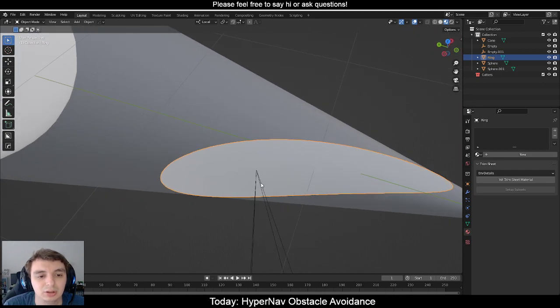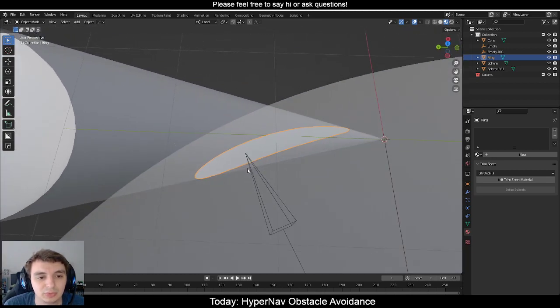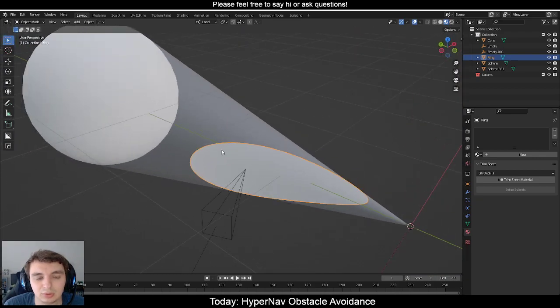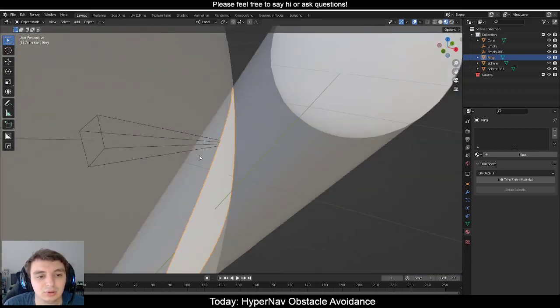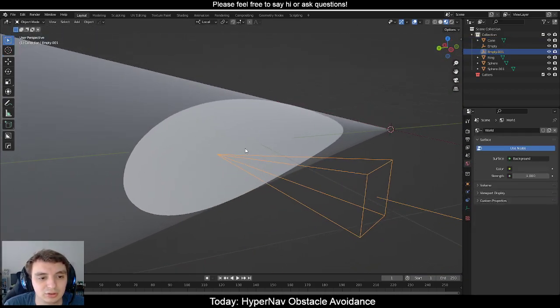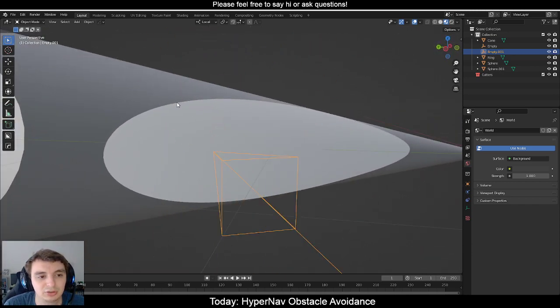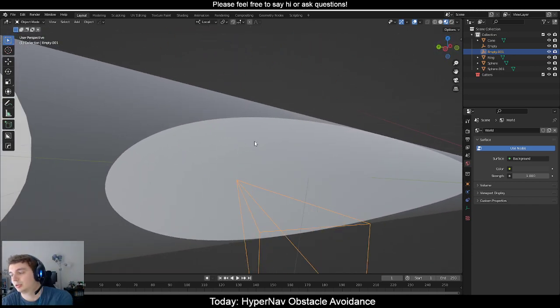Is there any way to get... Just given a vector, I just want to get the nearest point on this shape.